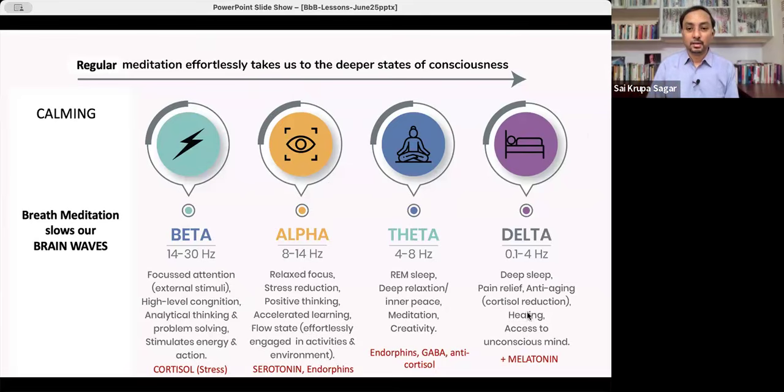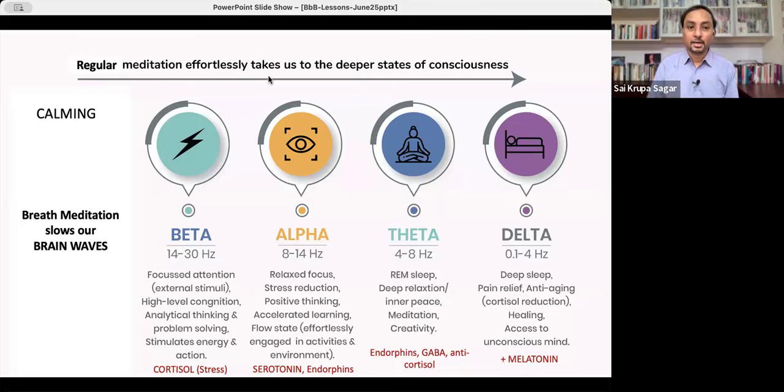Long-term meditators, yogis, mystics spend more time in delta. The same thing happens when you're in deep sleep. When you are in proper deep sleep, you are in theta and delta. And that is where a lot of healing happens. Pain relief, healing, access to the unconscious mind, creativity, deep relaxation. All these happen in theta and delta states. And like we saw earlier, the slower your brain states, the better are the hormones and neurochemicals it releases, which have an impact on different parts of our body.